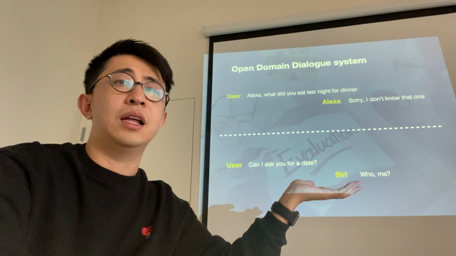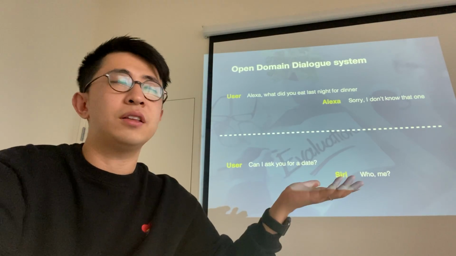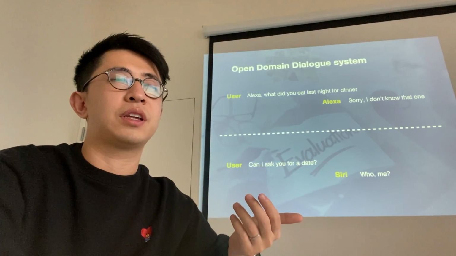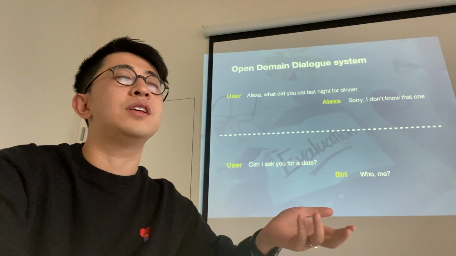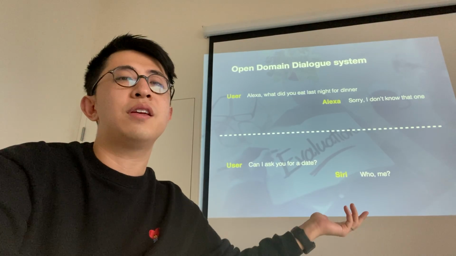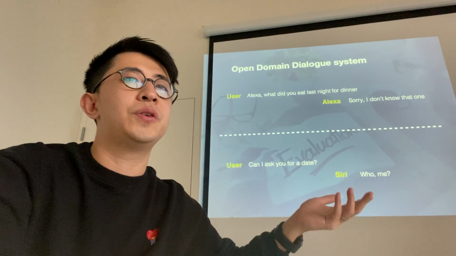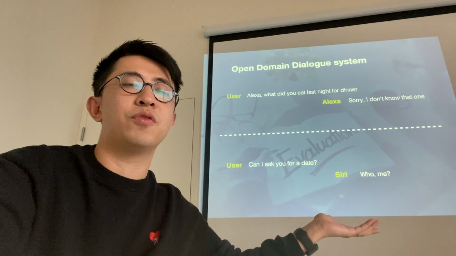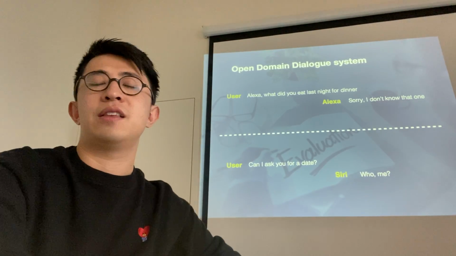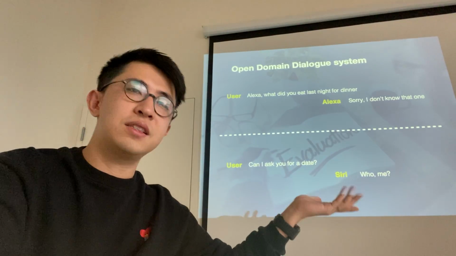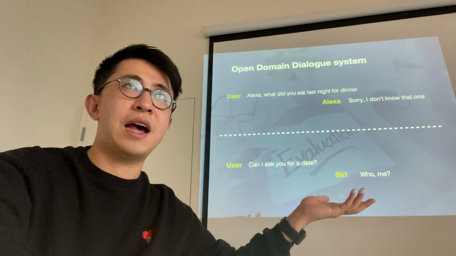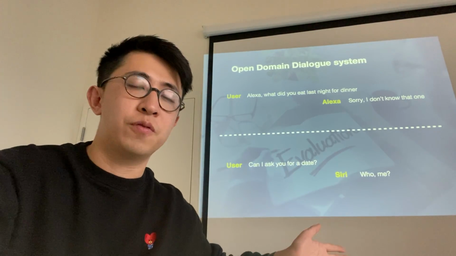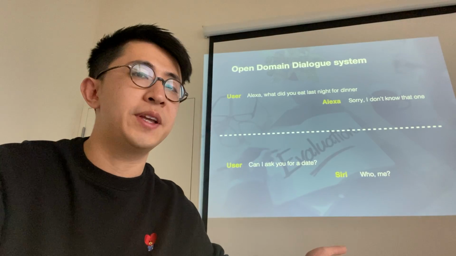But obviously, this is an open domain question, and it's quite hard to answer in real life. The dialogue system cannot very easily handle those kinds of questions. Another example is, can I ask you for a date? The query is for Apple Siri, and the answer is, who? Me? Okay, that is a fairly good answer actually. But you can get an idea of what an open domain dialogue system is.